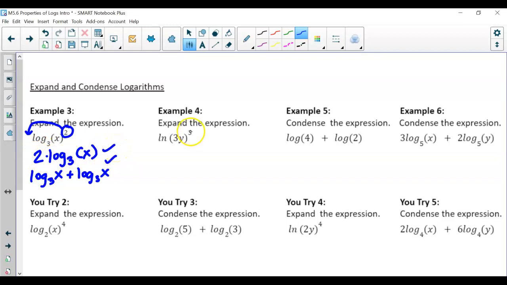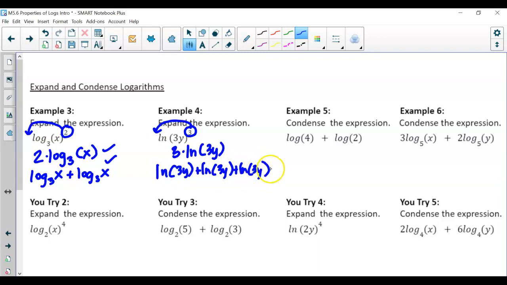So again, same thing here, right? Even with a natural log. If I have an exponent, I can bring that down. So this is 3 times the natural log of 3y. So again, this is also natural log of 3y plus natural log of 3y plus natural log of 3y, because again, there are 3 natural log of 3y's. So again, expanding, I can take that power and bring it down as a coefficient.